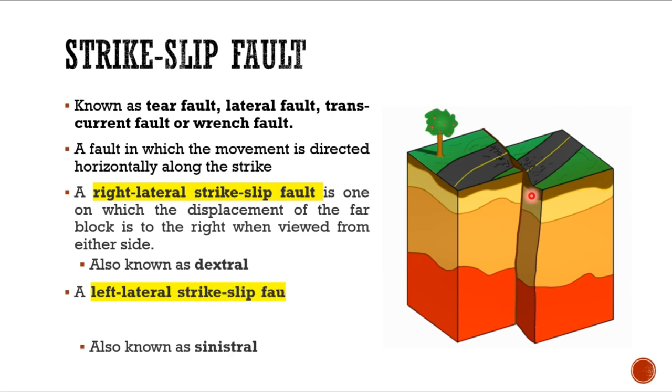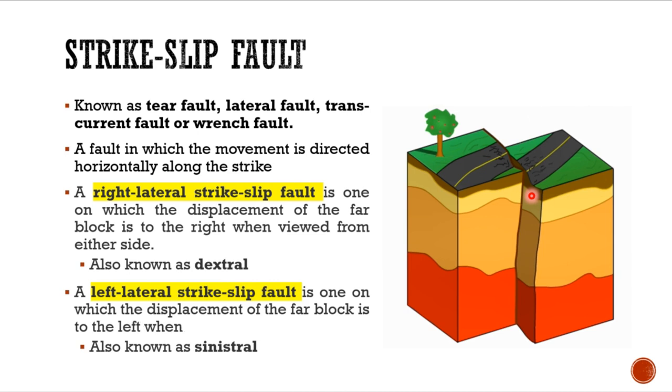A left lateral strike-slip fault is one on which the displacement of the far block is to the left when viewed from either side. That is, if the opposite block were moving to the left, the fault would be left lateral or it is known as sinistral. So, a right lateral strike-slip fault is known as dextral and the left lateral strike-slip fault is otherwise known as sinistral. It is a fault in which the movement is directed horizontally along the strike, such as the transform fault.